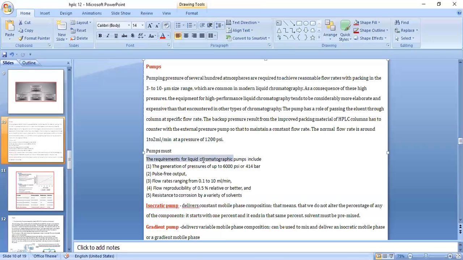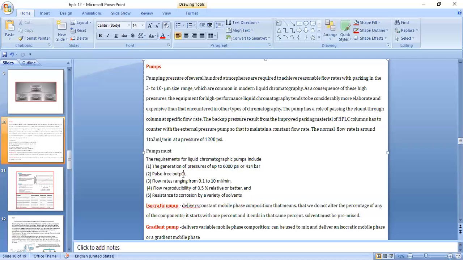The requirements for liquid chromatography pumps include, first, the generation of pressures up to 600 psi. So you can have an HPLC machine that can work at 1200 psi, or an HPLC machine that can work at 3000 psi. So there's a pressure range up to which you can use. The maximum pressure that needs to be generated is around 600 psi or 414 bars.